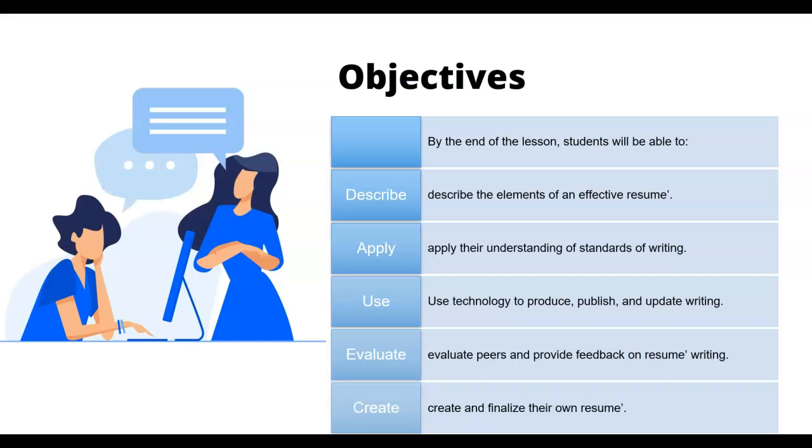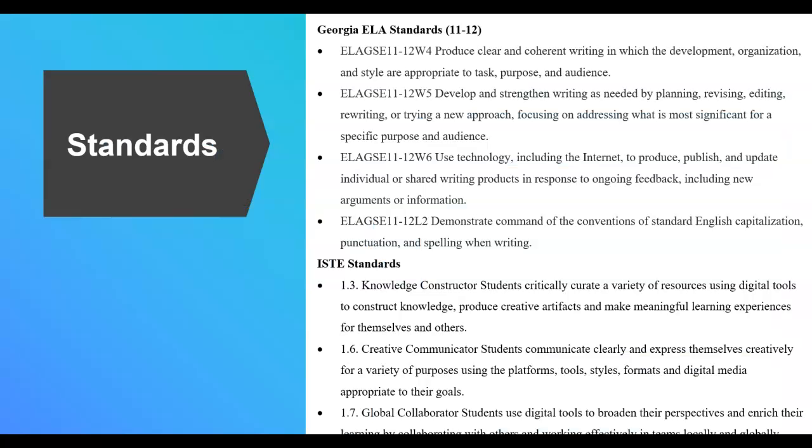The objectives, basically, I wanted them to be able to describe the elements of a resume, to apply their understanding of standards of writing, because I do teach a language arts class and writing is critical to it. But this kind of real world writing is also really helpful for them. It definitely makes it authentic. So they describe the elements, they apply their understanding, they use technology. This is also one of the standards. They evaluate peers and provide feedback, and then they create and finalize their own resume. And I think the feedback I got on this was wonderful from the students.